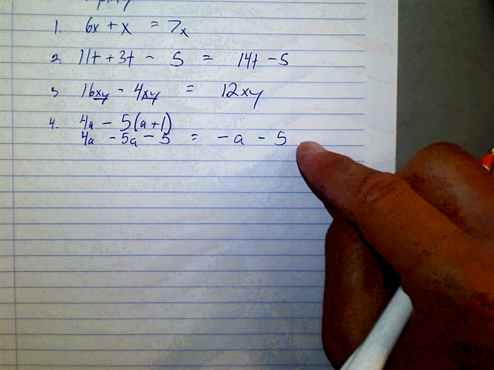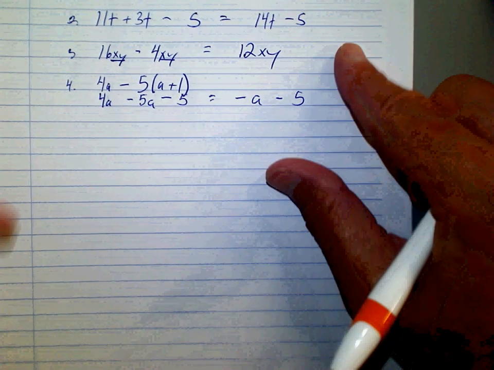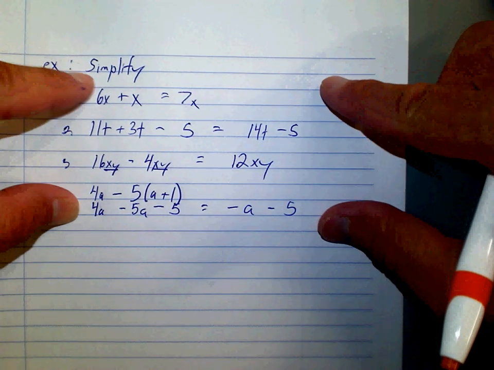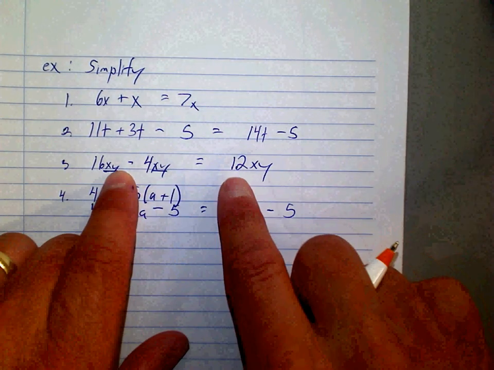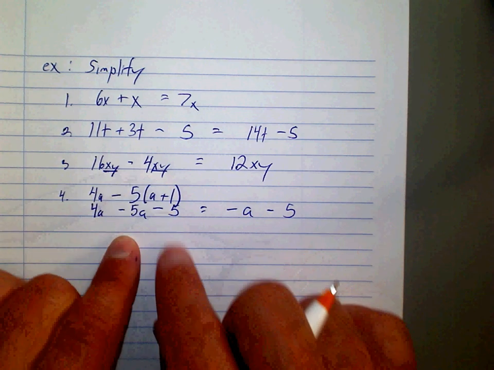All right. So this is an example of simplifying. It's understanding there's going to be all kinds of terms in Algebra 2. You'll have lots of different terms. This is a bonus example.